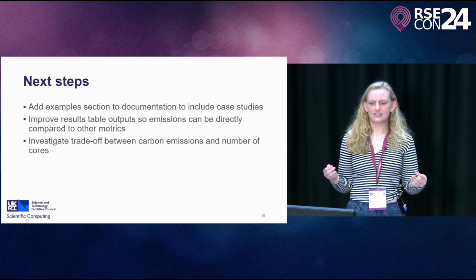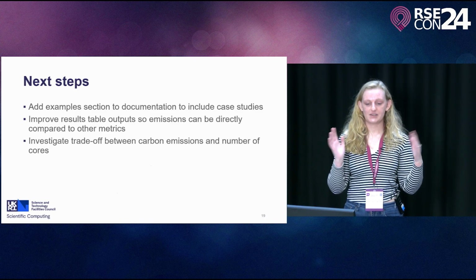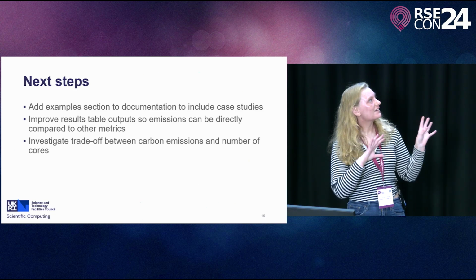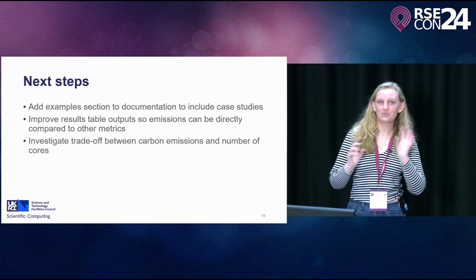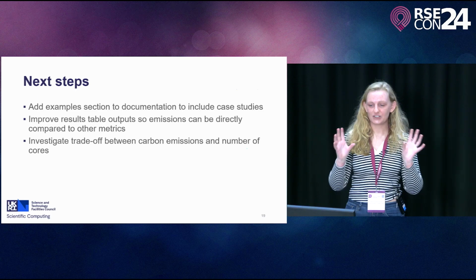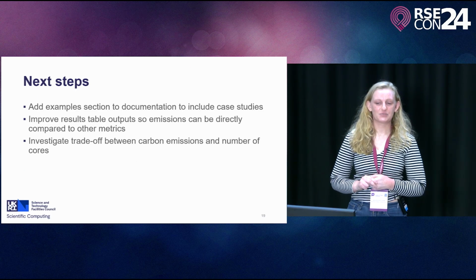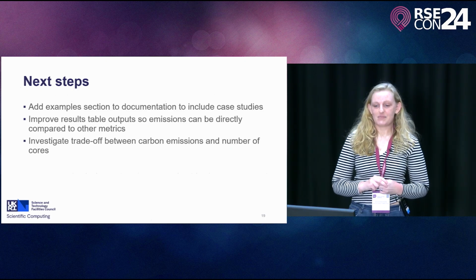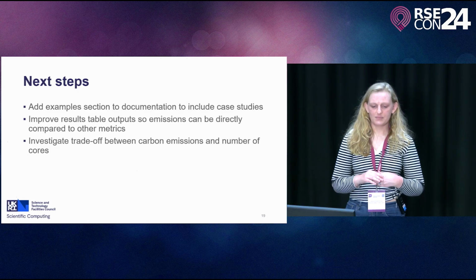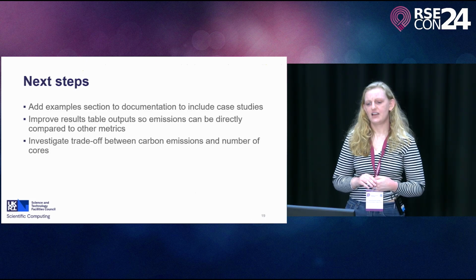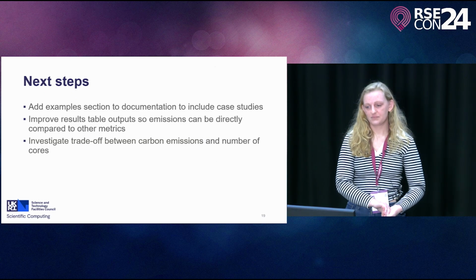We do have an existing table which has runtime and accuracy on the same table to make it easier to compare them, but that doesn't include emissions at the moment, so I'd like to at least be able to toggle between the different metrics so you can look at 2 on the same table. I'm also interested in looking into other ways that the results tables can be improved more generally. And then finally, I'd like to investigate a bit further into the efficiency of running things in parallel and looking at that trade-off between carbon efficiency and improved performance.